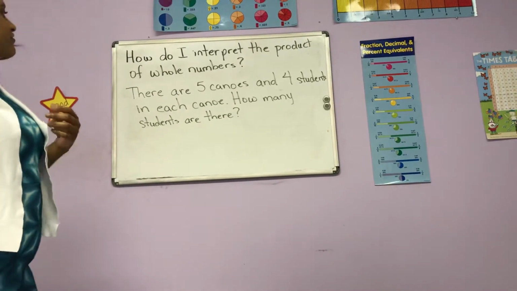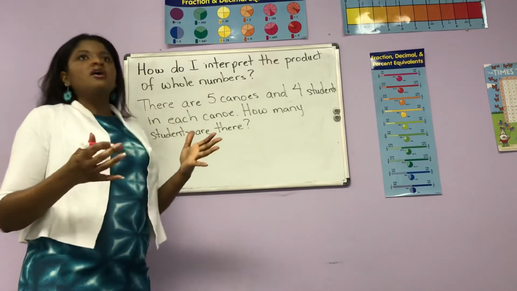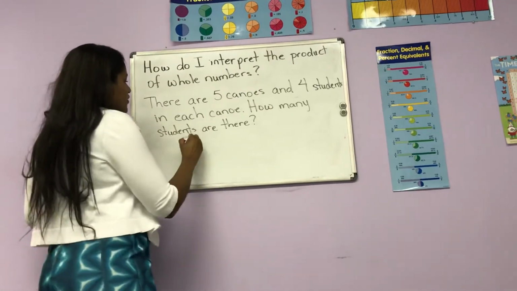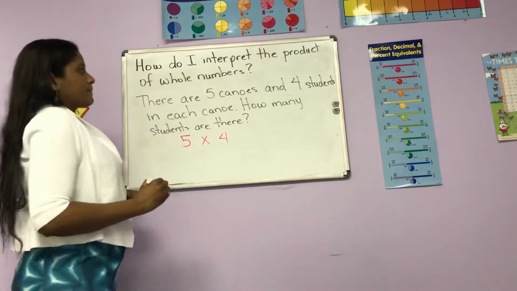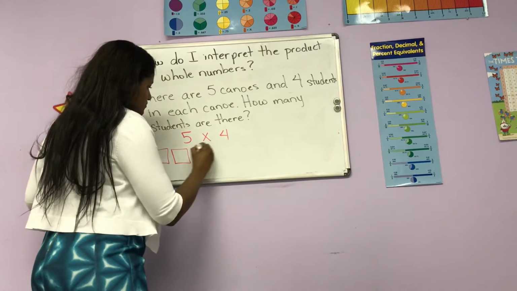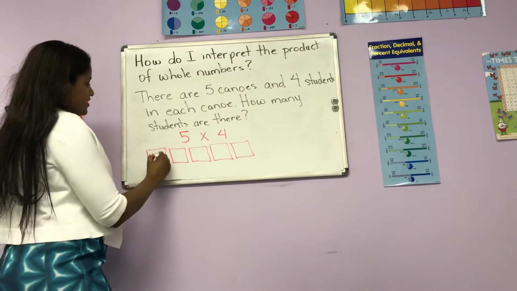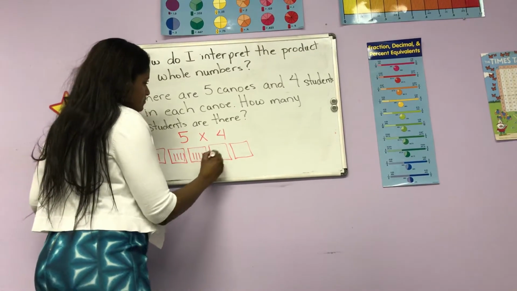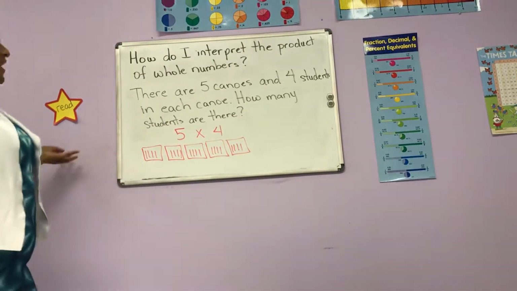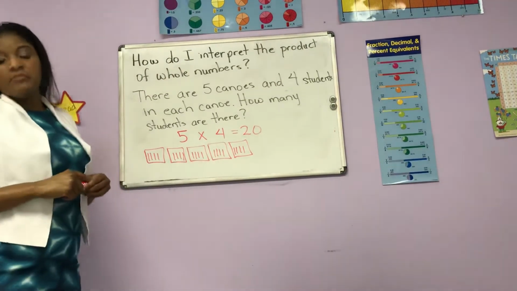So here we have 5 canoes. Remember, when we're learning multiplication, we know that we're doing groups and we have an equal number in each group. So I know this is 5 times 4. I have 5 canoes, so this will represent my canoes, and 4 people in each canoe. Alright, so now I just need to count my tally marks, and 5 times 4 is 20. So now I know that there are 20 people total.